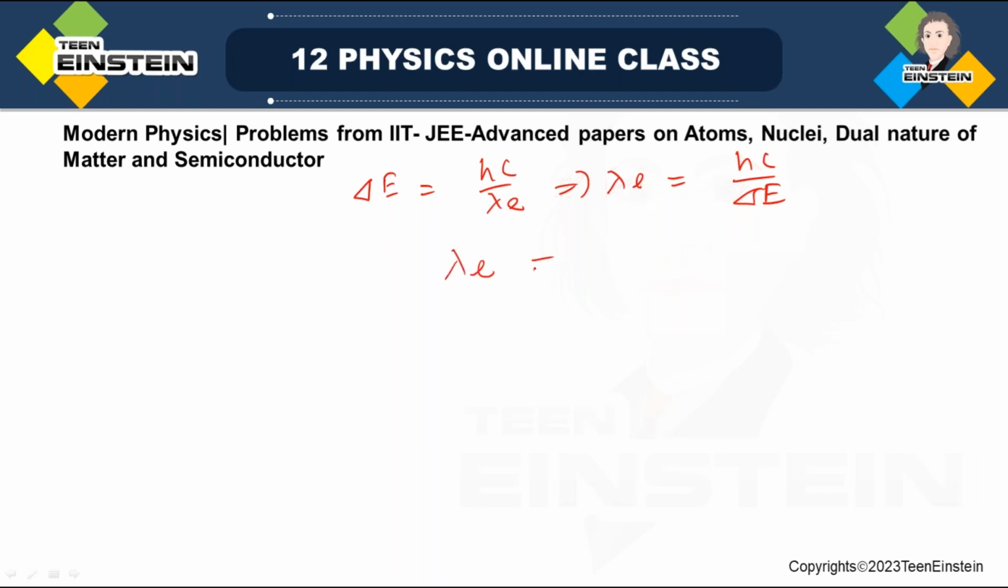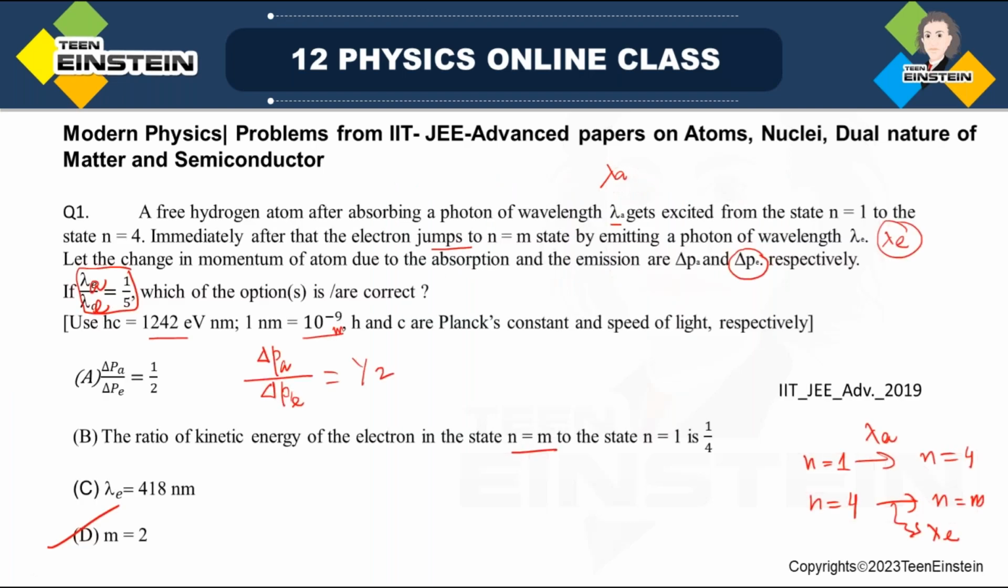So we can see this calculation will give you nearly 487 nanometer. Okay, and in the options given, it is given as 418 nanometer, which is not true. This is not true. Now we'll see the kinetic energy, the ratio of the kinetic energy.